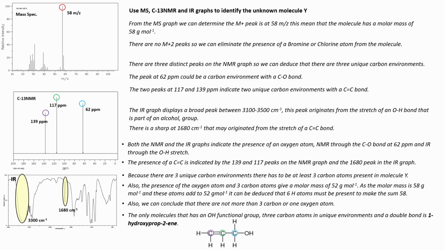And if I put all that together, I get the molecule here, 1-hydroxypropane-2-ene. And this is my unknown molecule. It meets all the requirements. So 1, 2, 3 unique carbon environments. There is an OH joined to a carbon. The molar mass is 58. So I can be happy that this is the correct molecule.